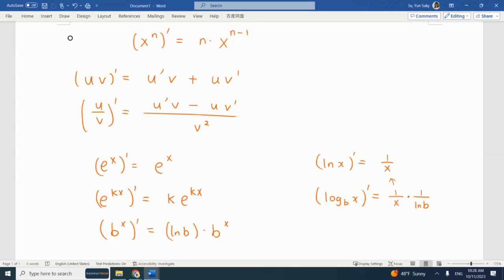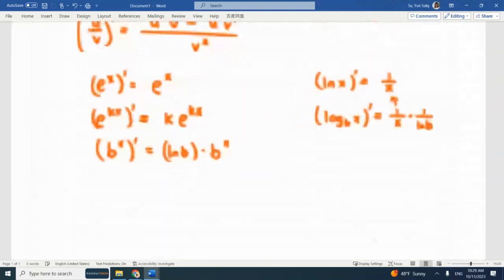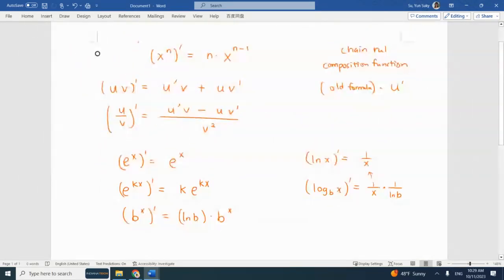This one? The derivative of e to the x is e to the x. The exponential function. Yes. And the chain rule, when you see a composition function, okay? If you see an inner function and an outer function, then it's the old formula, and you multiply by u prime. So this is the chain rule. Okay? So these are all the formulas we learned in this chapter.